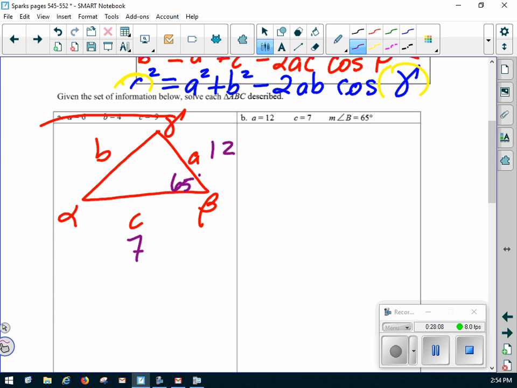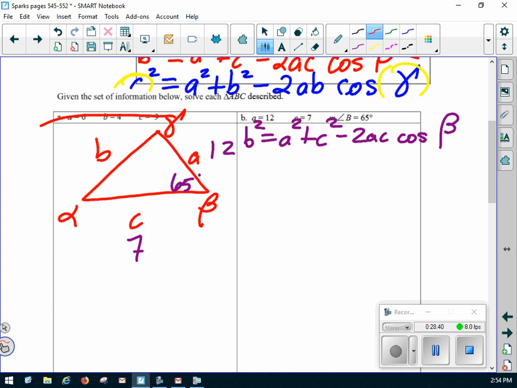Remember how the law of cosines comes in three different formulas? There's only one of them I can use this time. Which one? The one that starts at b squared equals, because I only know A and C, and I know angle B, beta. So we're going to go at it this way. B squared equals A squared plus C squared minus 2AC cosine of beta.